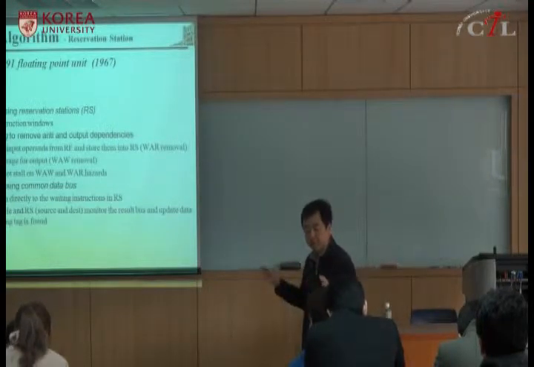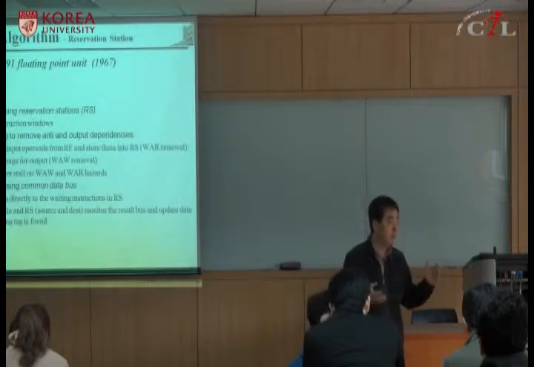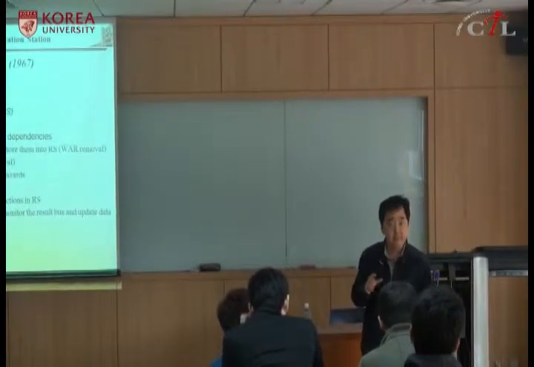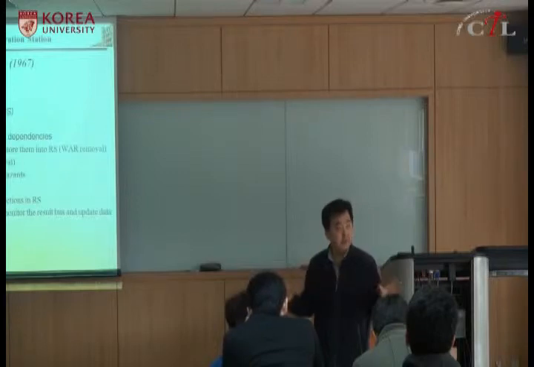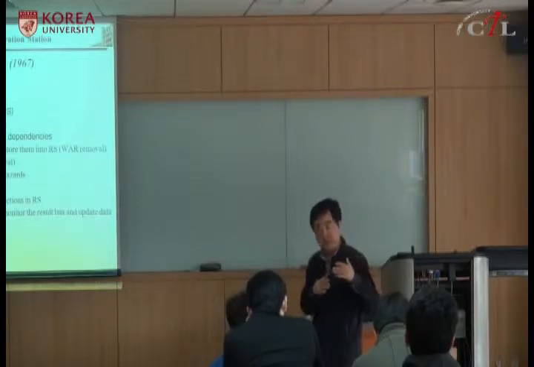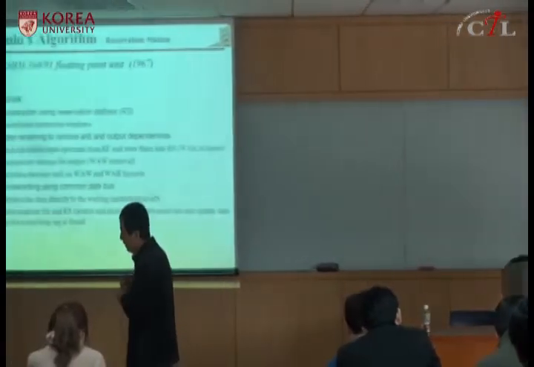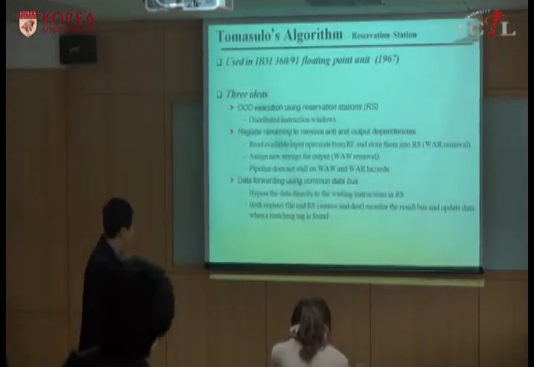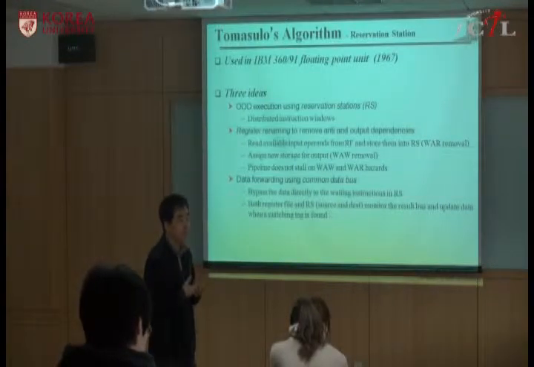Distributed instruction window means it's more scalable compared to a central window, because as the window size becomes bigger and bigger, there is lots of complexity which can increase the CPU cycle time. But distributed instruction window means it's decentralized and the size can be reduced compared to a centralized instruction window. And the second characteristic is they use register renaming to remove anti and output dependence.